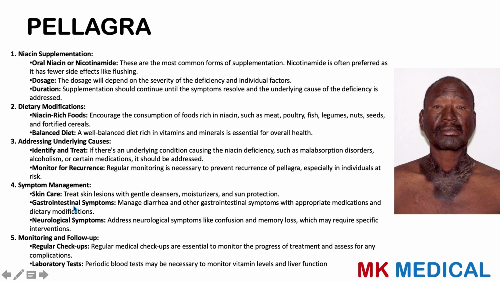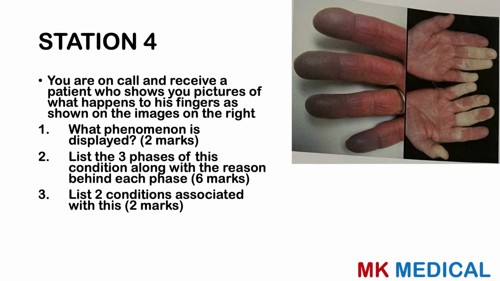The symptomatic management in terms of the skincare, you treat the lesions with a gentle cleanser, a moisturizer, sun protection. If it's a GIT, you manage the diarrhea and other GIT symptoms. If it's the neurologic things, of course, these ones may require some specific interventions. They should have regular medical checkups in cases of monitoring the progress of the treatment or any complications. And periodically, you should measure the levels of certain vitamins, like the levels of niacin and even the liver function test of this particular patient.